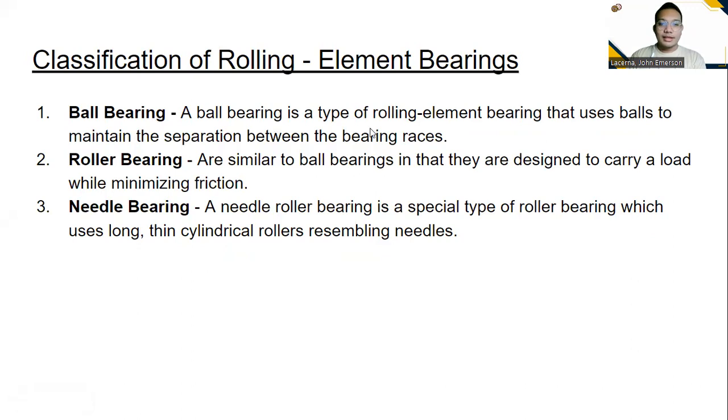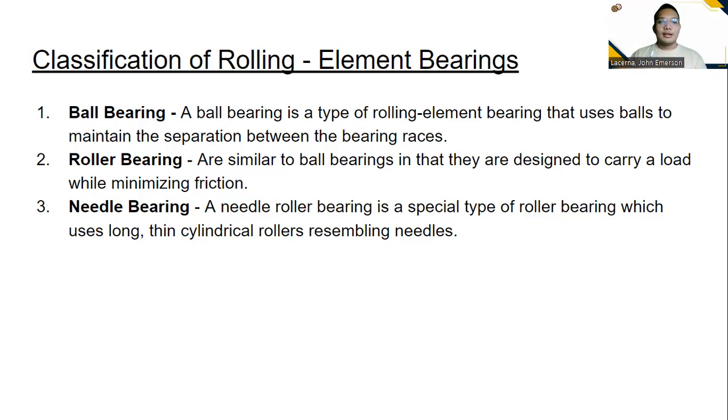A ball bearing is a type of rolling element bearing that uses balls to maintain the separation between the bearing races. So from the word itself, ball, yung bearing niya is bola, bilog lang, na naka-contain sa isang casing, sa isang house. Then, dun, nakaipit siya dun, nakasandwich siya dun. And yun yung gumugulong sa kanya sa loob.